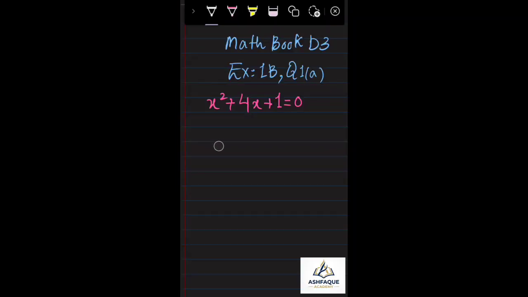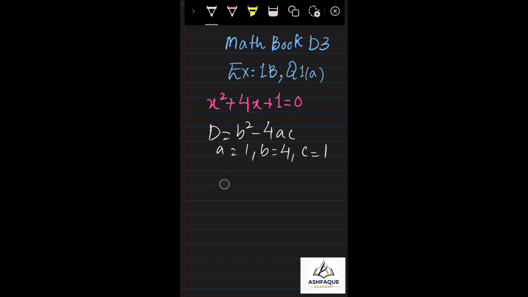In the previous lecture, we discussed the discriminant and its condition for the quadratic equation. Now we have a question from exercise 1b, that is x squared plus 4x plus 1 is equal to 0. First of all, we have to check the discriminant of this question, whether it is a perfect square or not. D equals b square minus 4ac. So a here is 1, b is 4, c is equal to 1.